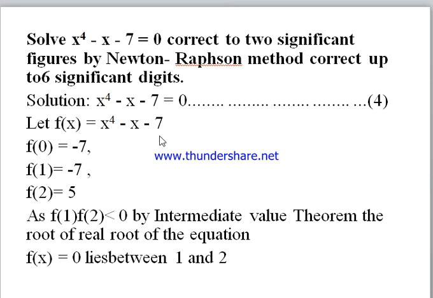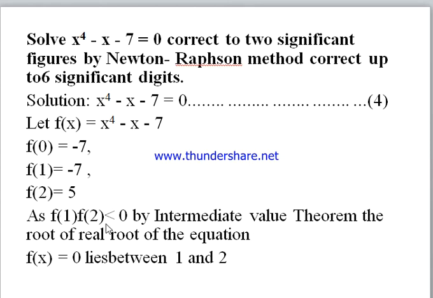Now we start finding the root by substituting x equal to 0. f of 0 is minus 7, which is less than 0. And f of 1 is equal to 1 minus 1 cancel, again we get minus 7, which is also less than 0. Going to f of 2, substitute 2 in this equation, we get the value 5, which is greater than 0. So our root is between 1 and 2.